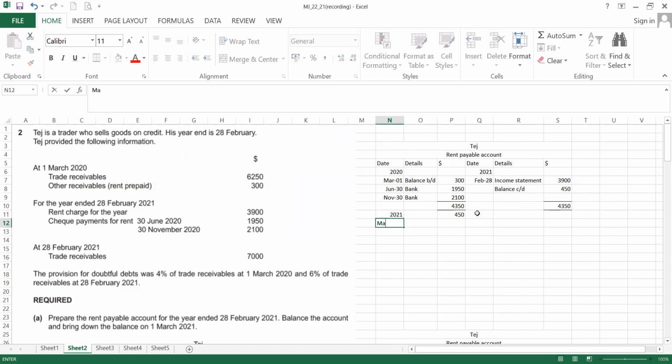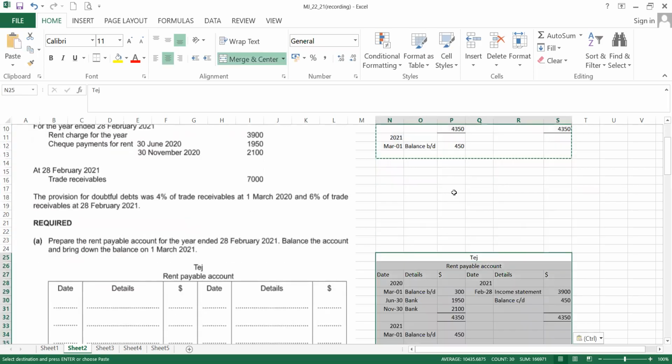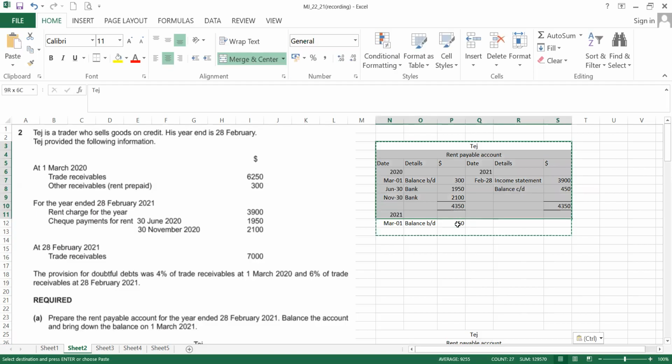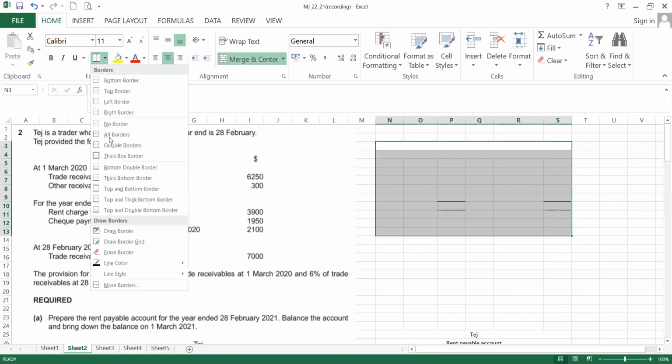Okay, March 1st, balance brought down. So this amount should be 450. Okay, so that is the rent payable account. So this is the account that we prepare.